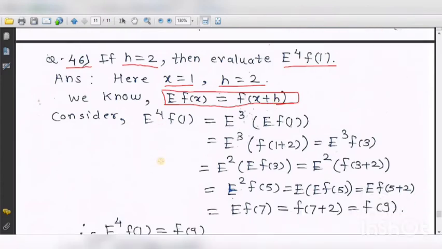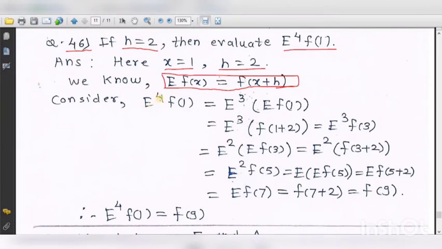So let us consider this example: E raised to 4 f of 1. Now again we will split it as E cubed E, where the single operator is written in the bracket, that is, every time we apply the single operator on the function. Then step by step you split these powers. So initially we will consider E of f of 1. Now x equals 1, right? So this is E f of x, right? If you compare it with this, it is E f of x. What is the value?